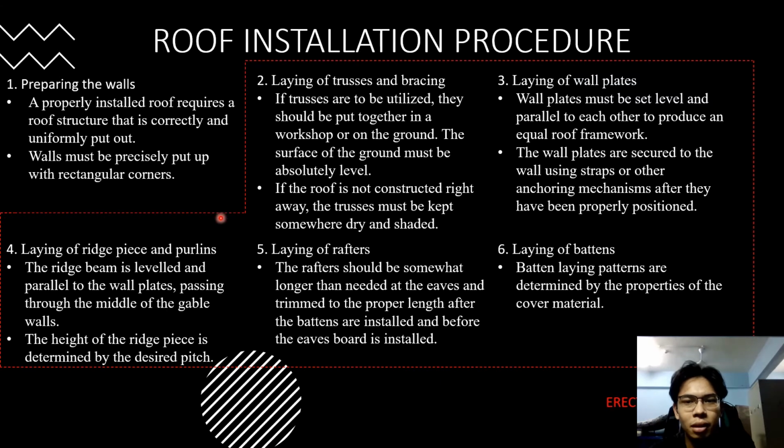Second step, erection of the roof. In the erection of the roof step, there is the laying of trusses and bracing. If trusses are to be utilized, they should be put together in a workshop or on the ground. The surface of the ground must be absolutely level. If the roof is not constructed right away, the trusses must be kept somewhere dry and shaded.